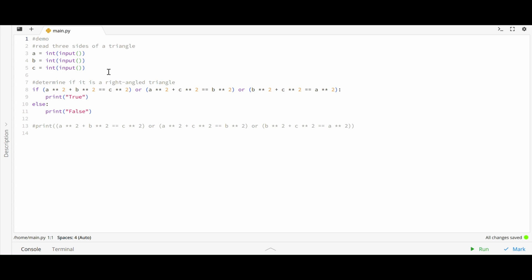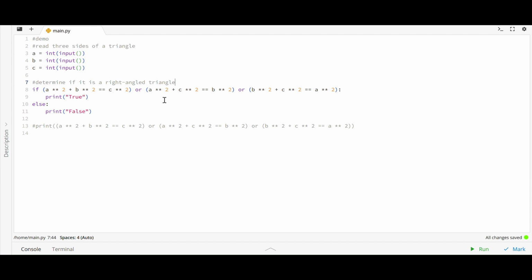We're now dealing with the problem that we need to determine whether the given triangle is a right angle triangle or not. So we first read the three sides of a triangle using input, and the three sides are all integers. And next we're going to determine if it is a right angle triangle.